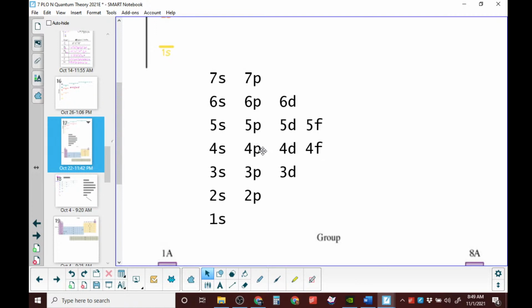1s, and then 2s, 2p, then 3s, 3p, 3d, then 4s, 4p, 4d, 4f, 5s, 5p, 5d, 5f. If you're wondering why there isn't a 6f, it's because we haven't discovered enough elements to go up that high. Those are all the sublevels. So here's the first energy level, the second energy level. So this is n is equal to 1, n is equal to 2, n is equal to 3. So these are all the energy levels of the atom.